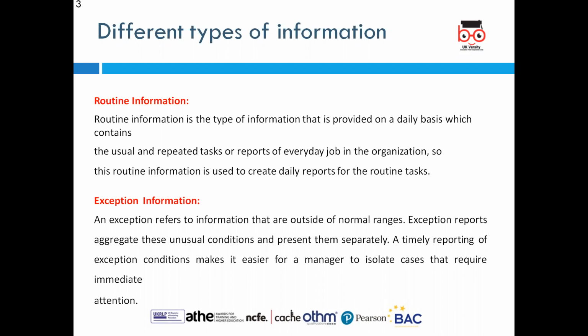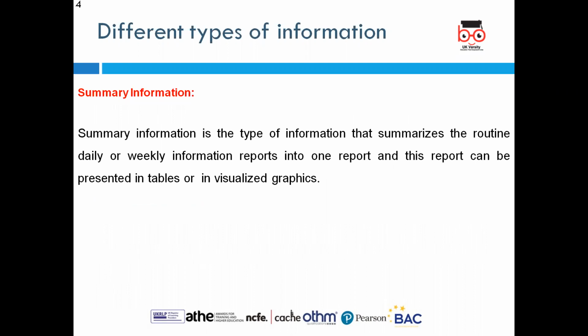Also, we have exception, where we refer to all the information that is outside of the normal ranges. So what we define as exceptions are all these tasks that do not fall into our routine category. So we have to have a different approach when it comes to managing these information systems. Then we have summary information, which is the type of information that summarizes all our daily routine or weekly information reports into one single report. And this will be presented in the form of a table or in visual graphs.